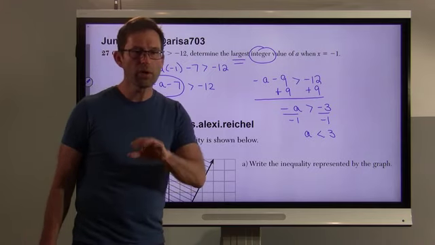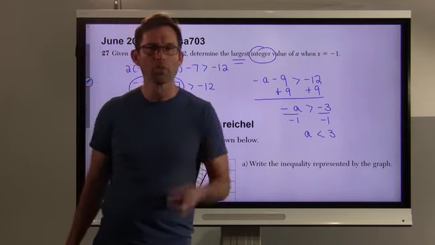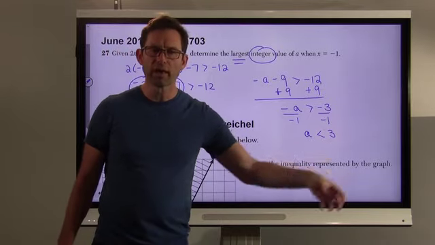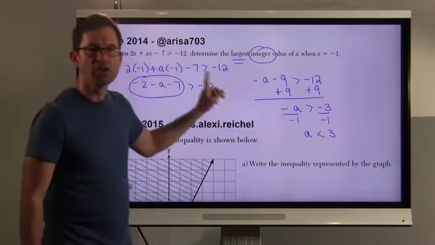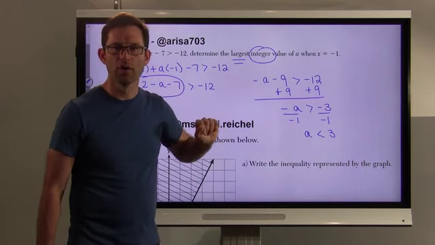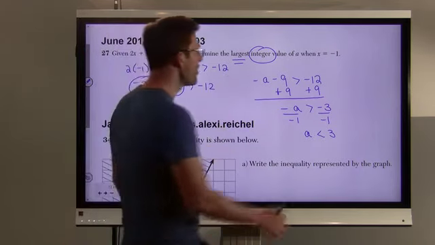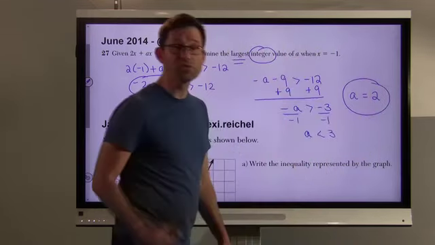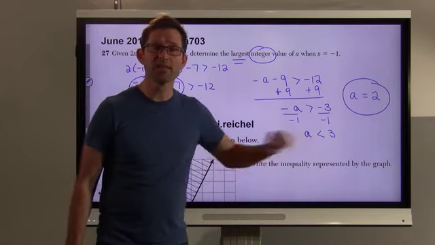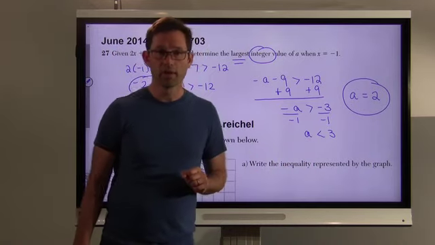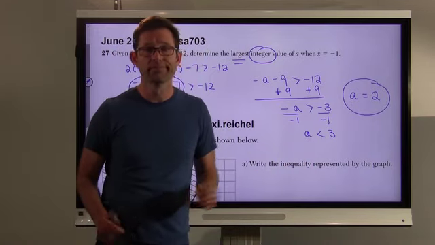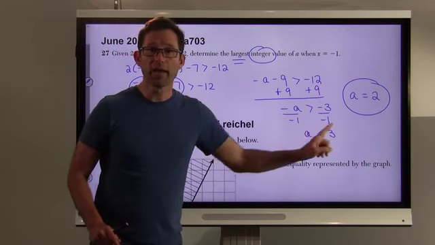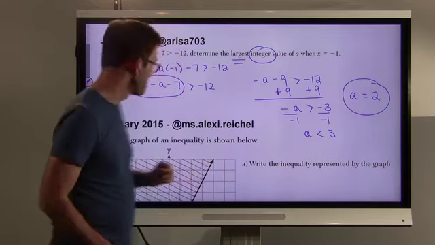Now, I want you to think about integers, whole numbers that are less than 3. 2, 1, 0, negative 1, negative 2, etc. Determine the largest integer that makes this true. Well, that's going to be a equals 2. Not a equals 3, because of course 3 is not less than 3, but 2 is. So remember, when dividing both sides of an inequality by a negative, flip that inequality sign.